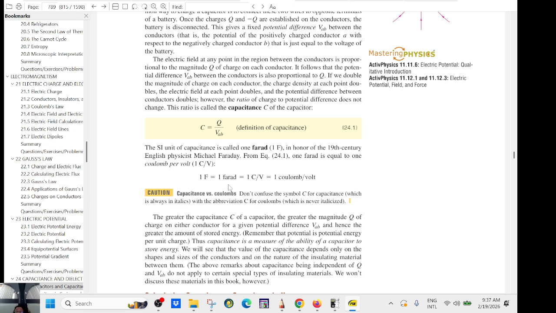So the unit is in farad. It's named after Faraday. That will be the amount of charge that you can store per unit volt. Okay, so per 1 volt. That capacitance here only depends on the geometry of your capacitor. It only depends on the geometry because capacity means volume.